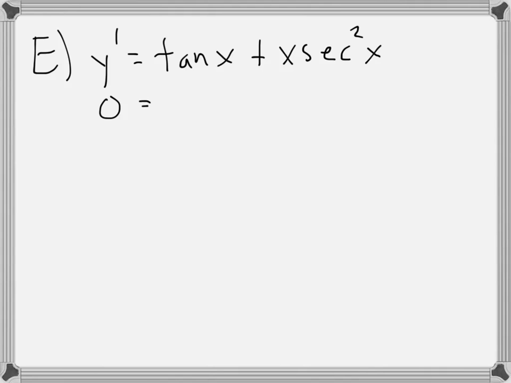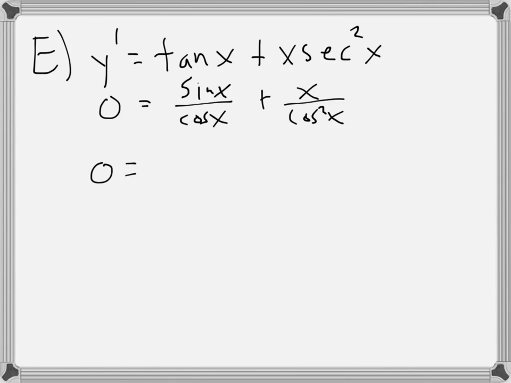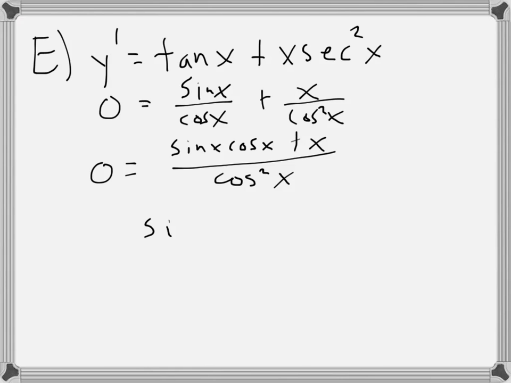And to do that, let's write this as sine x over cosine x plus x over cosine squared x. So I can multiply the top by the sine by cosine. So I have sine x cosine x plus x, and then I get cosine squared x on the bottom. So we already know cosine is not 0 until I get out of my regions. So I care about when sine x cosine x plus x equals 0.